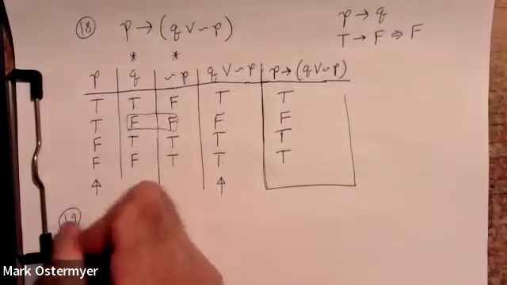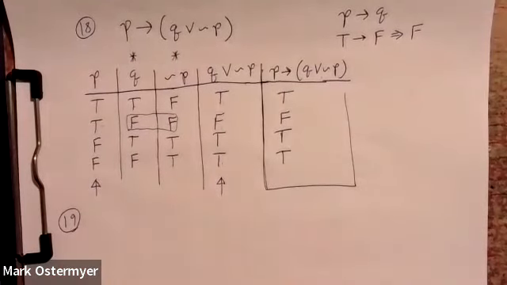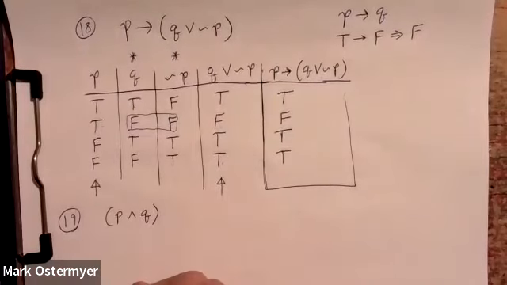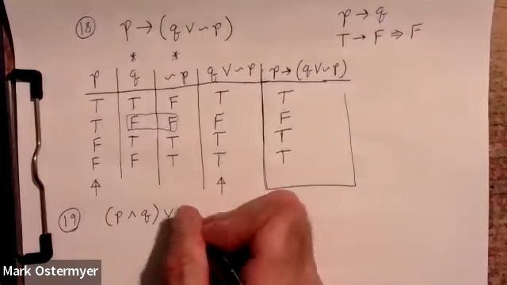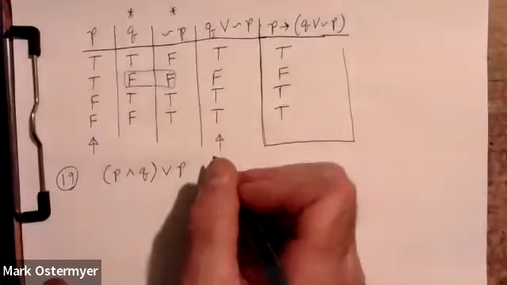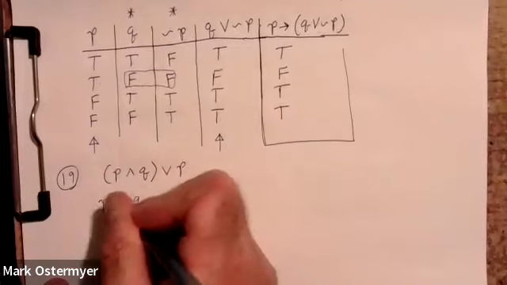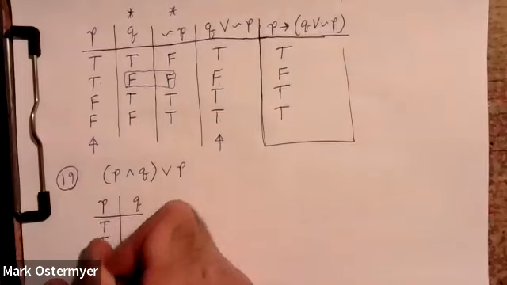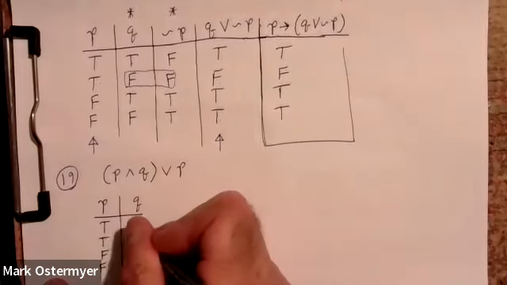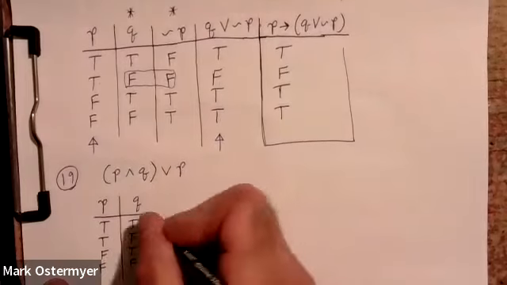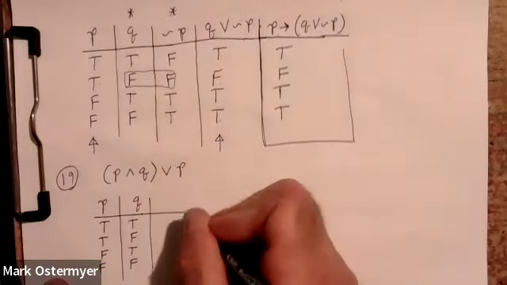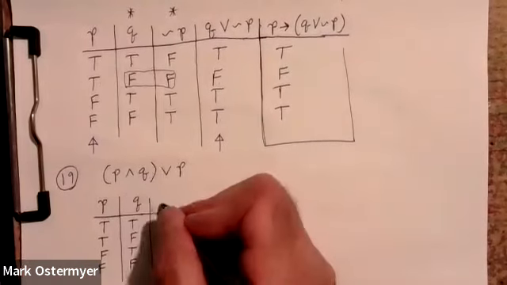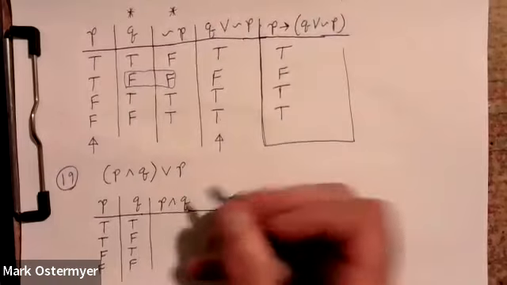Number 19. Again, we only have two simple statements, so I'm going to have a P column and a Q column. P is true, true, false, false. Q is true, false, true, false. The first thing I'm going to have to deal with is inside the parentheses, the and of P and Q. That'll be the next column in my truth table.